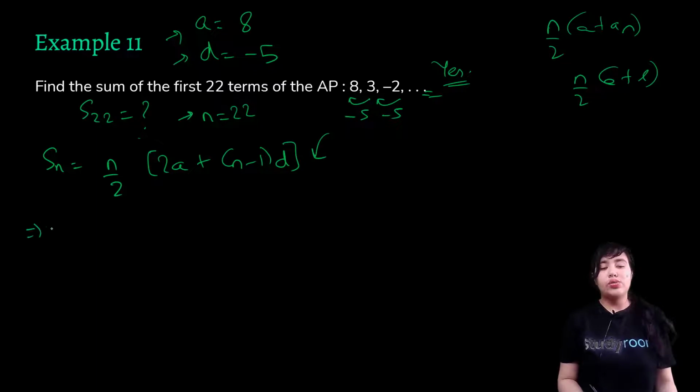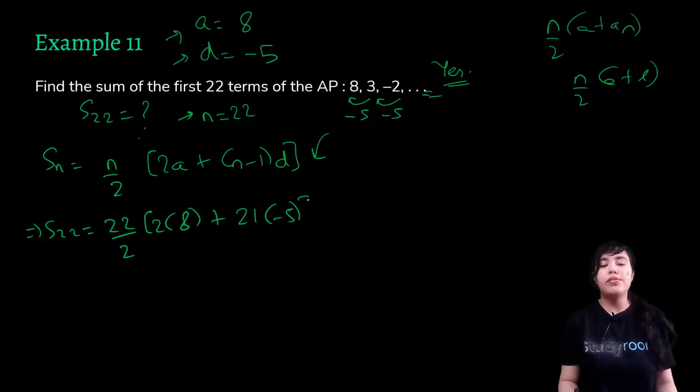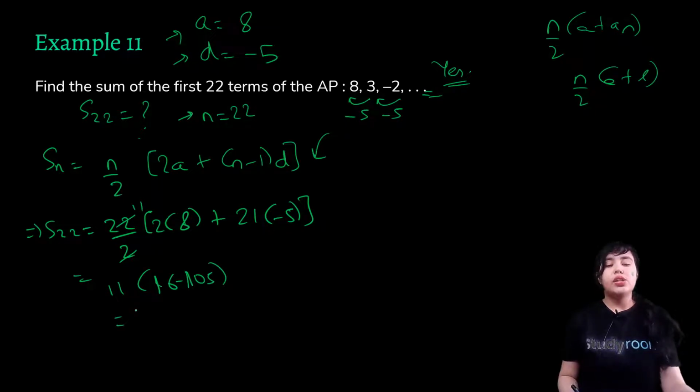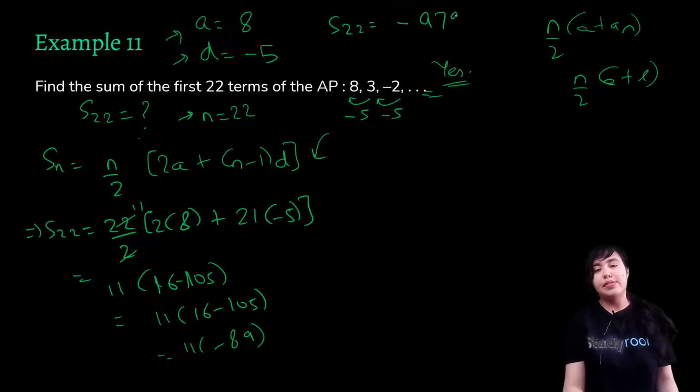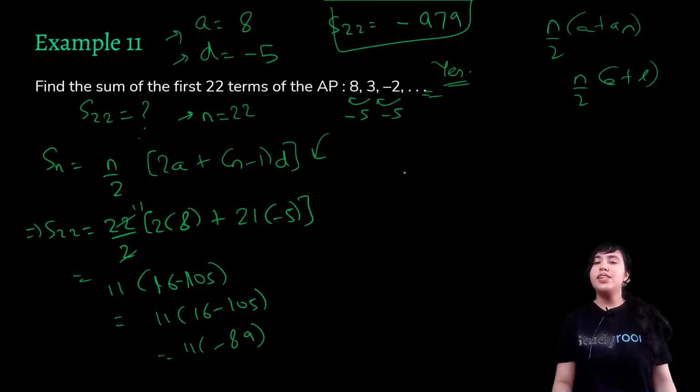So we have to find out S22. So n is 22, so this is 22 by 2 into 2 into A, which is 8, plus n minus 1 is 21, D is minus 5. So you cancel this, this becomes 11, 2 8s are 16, and 21 into minus 5, if you solve this, this will become minus 105. Alright, so when you solve for this, 11 into 16 minus 105, then you will get 11 into minus 89. And on multiplying 11 and minus 89, you will get this as minus 979. So S22 is minus 979.